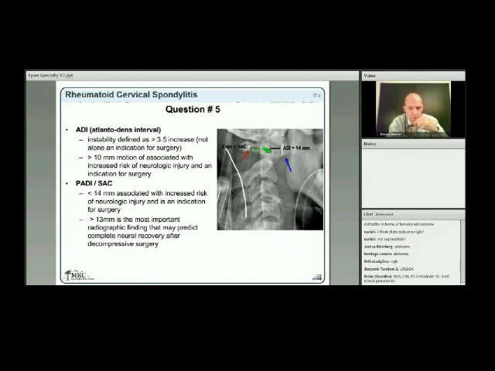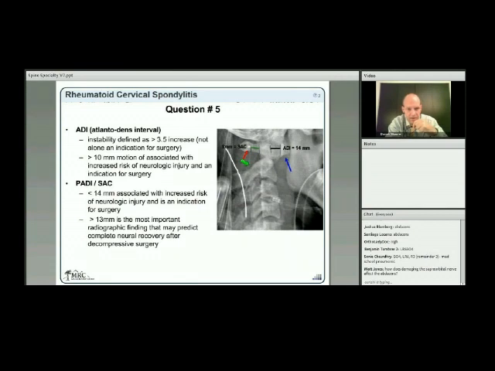So you want to look at your atlanto-dens interval and how it changes with flexion and extension x-rays. So you always want to get flexion and extension x-rays in these patients. If you have greater than 3.5 millimeter increase, that means they're unstable, but that does not necessarily mean it's an indication for surgery. If you have greater than 10 millimeters of subluxation, this does mean that they're grossly unstable, there's increased risk of neurologic injury, and that's an indication for surgery.